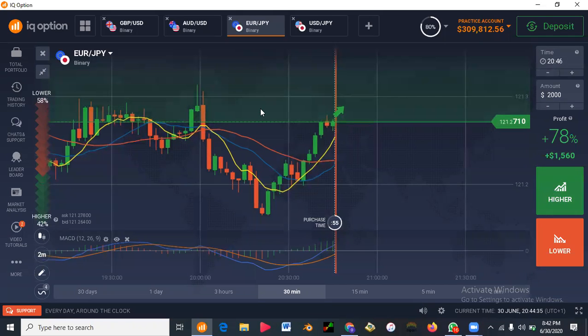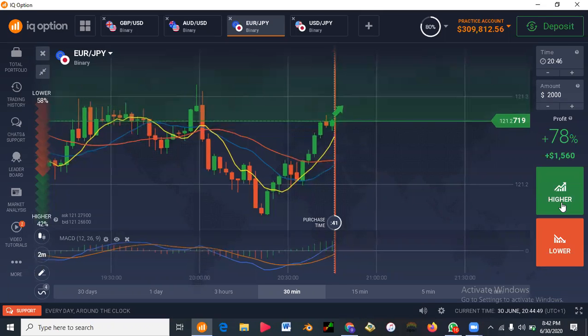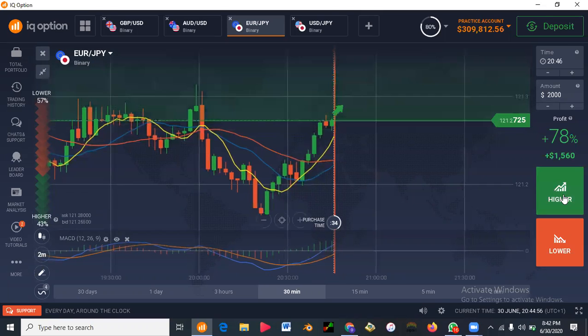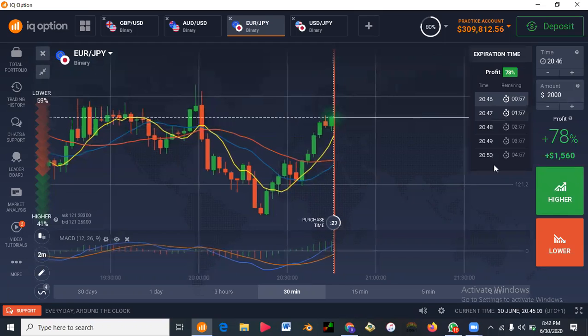Oh, I think we can enter this trade now. It's shown rejection in the red. Don't forget, the 2 minute has shifted to 1 minute.